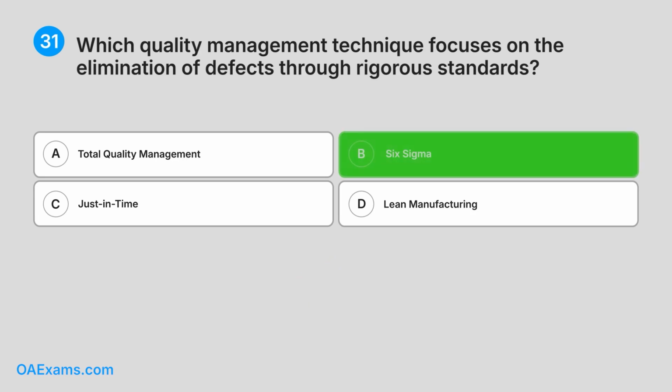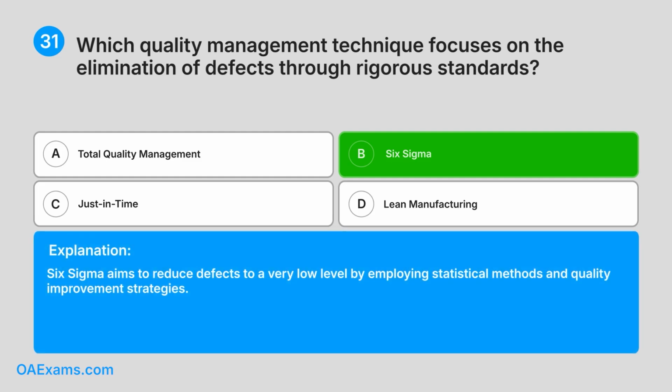Correct answer. B. Six Sigma. Explanation. Six Sigma aims to reduce defects to a very low level by employing statistical methods and quality improvement strategies.